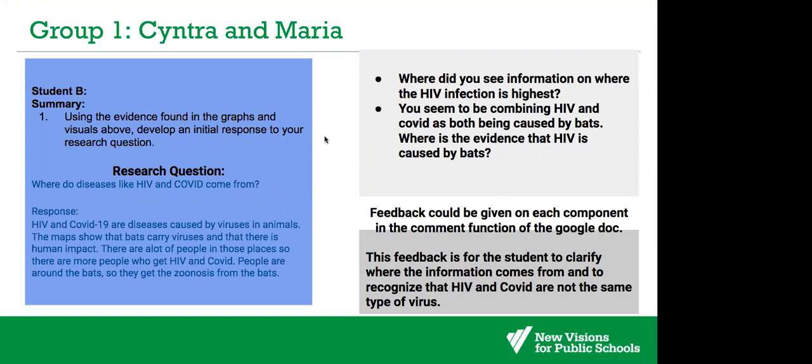the bats. We basically discussed where in the information provided the student came up with HIV coming from the bats. We did this really quickly, so we didn't see anywhere in the maps any actual data on HIV. So that's where we focused our feedback, and to make sure that the student did not think that HIV and COVID are the same type of virus.